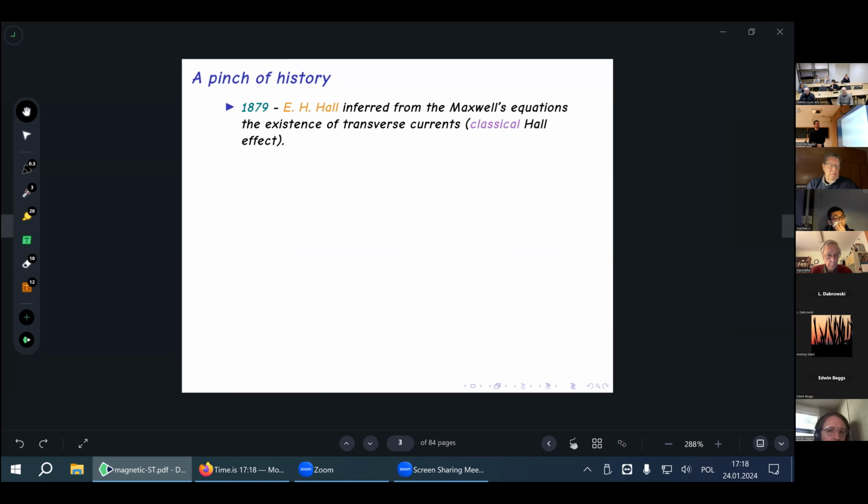Okay, first of all, the quantum Hall effect. Let me start with a bit of history because it's interesting. The idea of the Hall effect started in 1879 when Hall, just playing with Maxwell's equations, came to the result that in the presence of a perpendicular magnetic field and a potential which drives some current, the Maxwell equations predict a transversal potential, a transversal current flux.